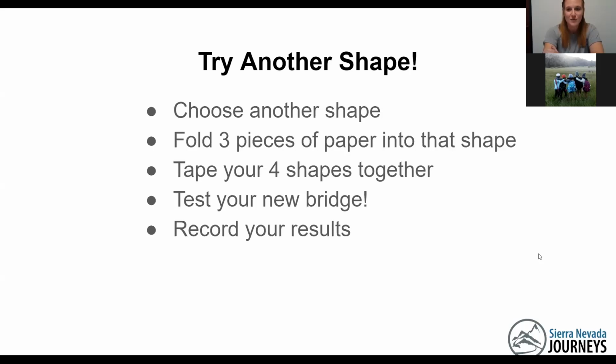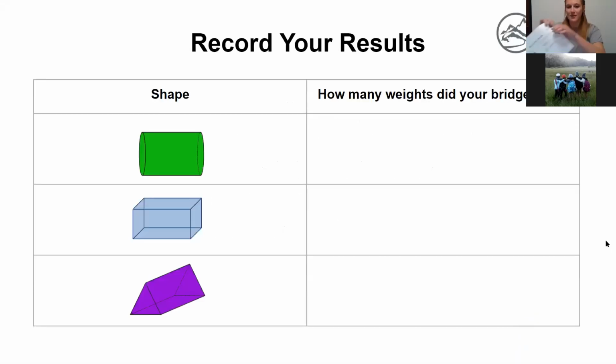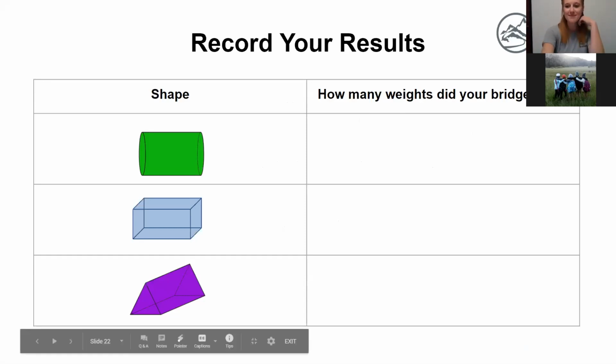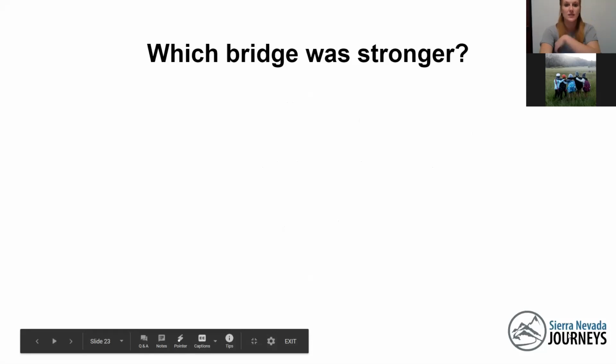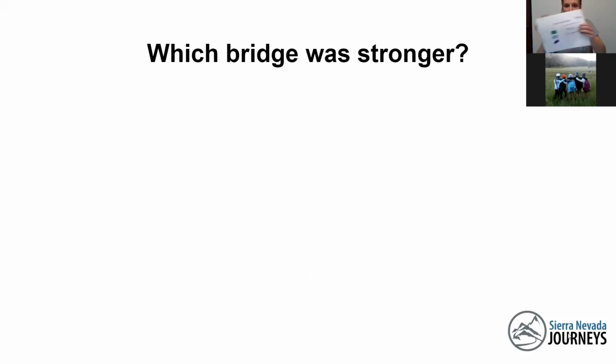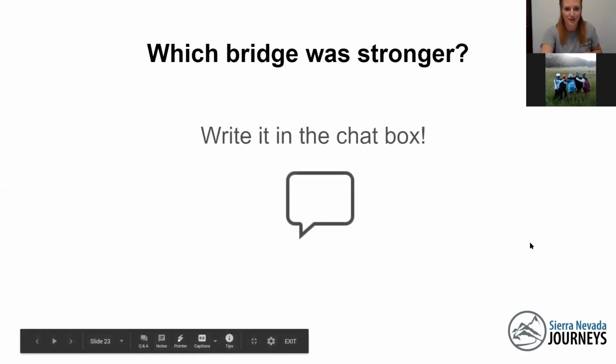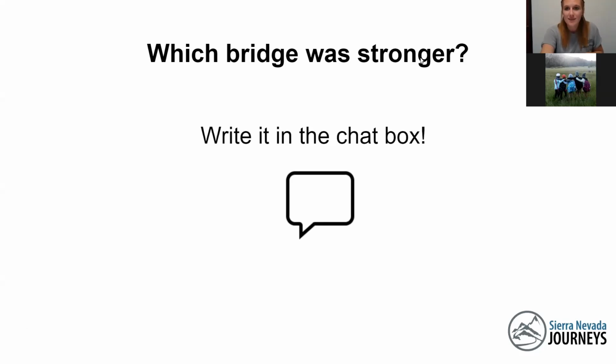All right, so just like before, if you haven't done this already, you can write down how many weights your bridge held, either on a piece of paper or right on your bridge. So I would love to know which bridge that you built so far out of the 2 was the strongest. Go ahead and type in the chat box which shape made the strongest bridge for you. Circle. I noticed that my circle bridge was a lot stronger than my rectangle bridge too.